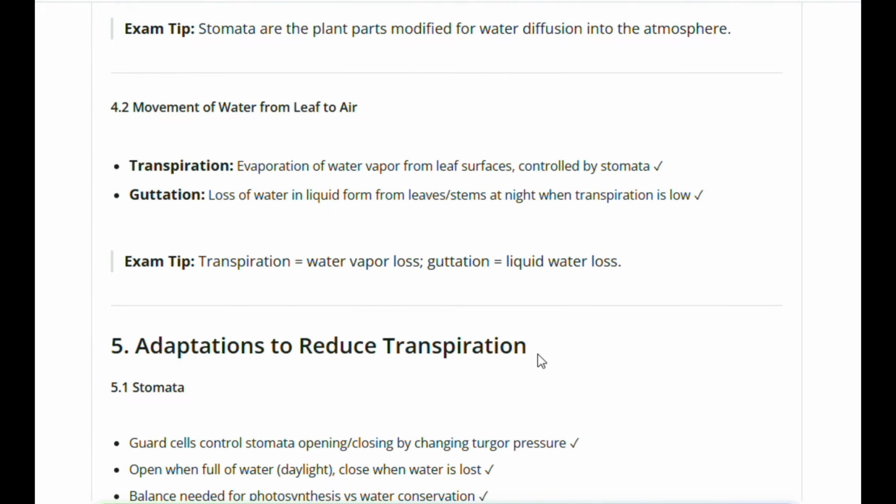Guttation is the loss of water in liquid form, right? So that one goes through water vapor, but guttation is in liquid form. So it is the loss of water in liquid form from an injured leaf or stem, which means the leaf is not in a normal condition.